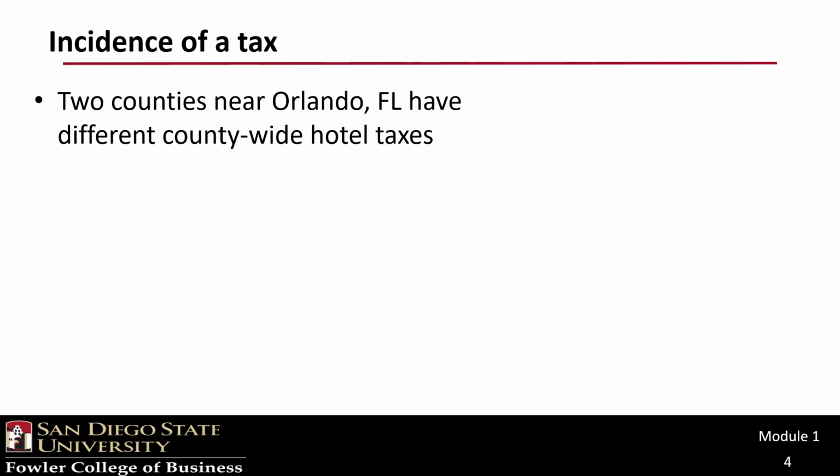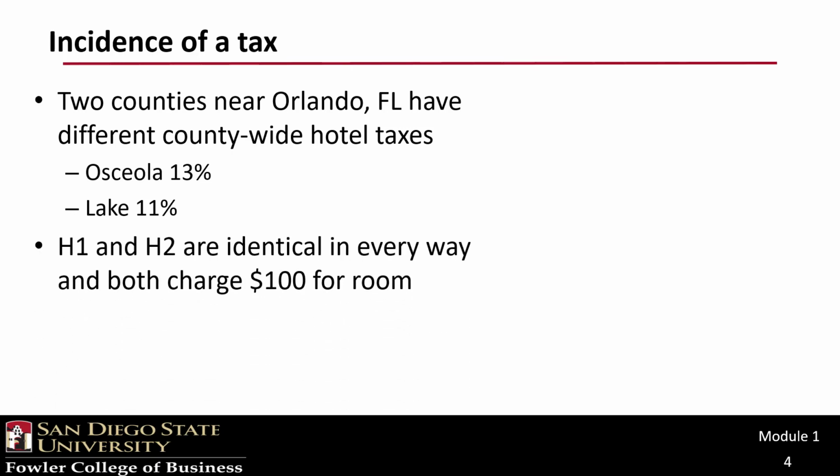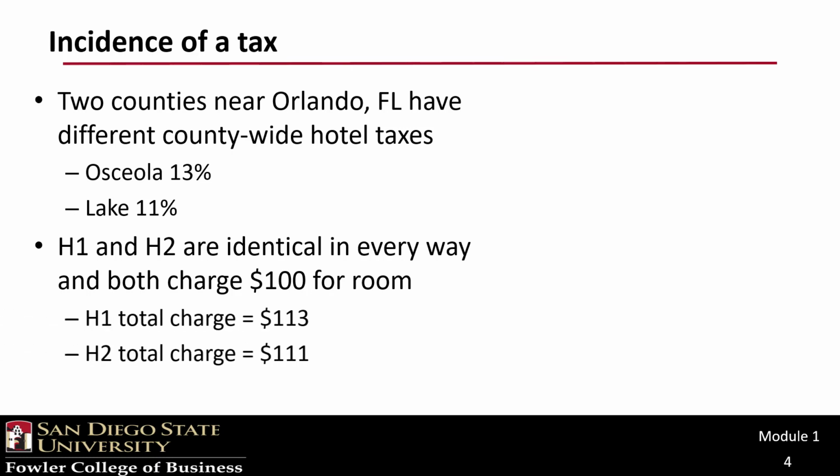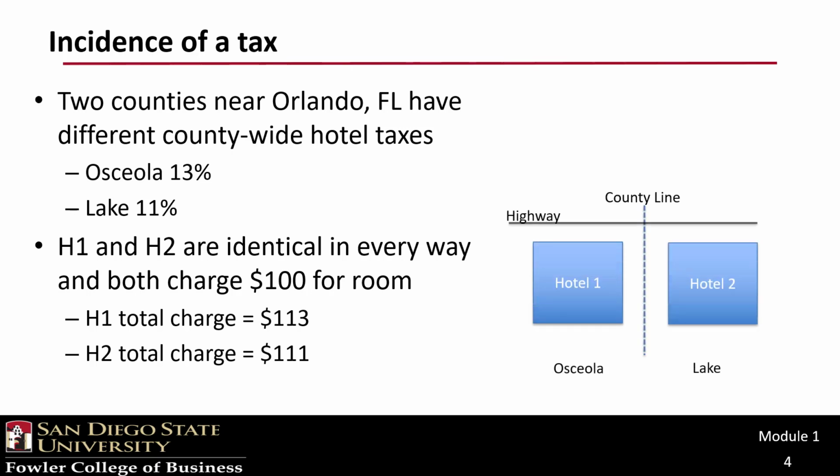Near Orlando are two counties that impose differing hotel taxes. Osceola County charges a 13% tax, and Lake County charges an 11% tax. In our hypothetical example, these two hotels, although in different counties, are identical in every other way, and both charge $100 per room per night. After considering the hotel tax, Osceola County's hotel will cost $113, and the Lake County hotel would cost $111. Imagine something that looks like this, with the two hotels adjacent to one another, but straddling the county line.